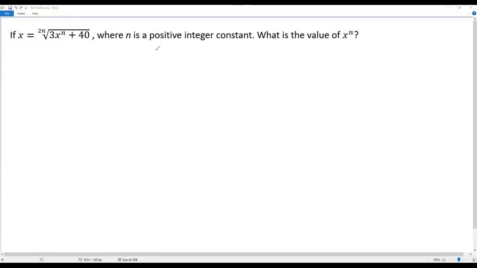Here we have a SAT math problem. Okay, let's go to the question. If x is equal to the 2nth root of 3 times x to the nth power plus 40, where n is a positive integer constant, what is the value of x to the nth power?